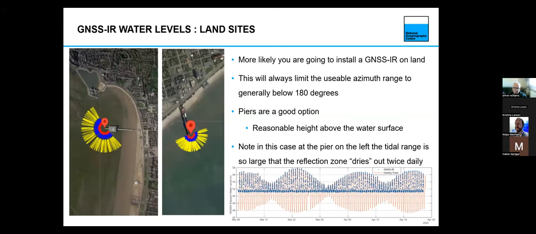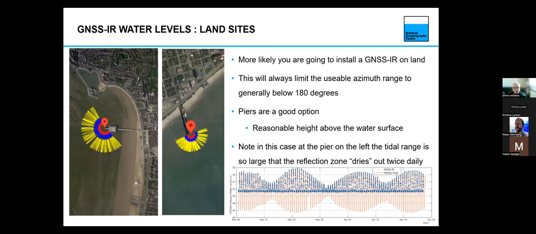So most of the time, you're going to install a GNSS-IR site on land. So this will always limit the usable azimuth range, generally to below 180 degrees. So something like piers are a really good option. They have a reasonable height above the water surface, and you get as much of an azimuth view as you can get.